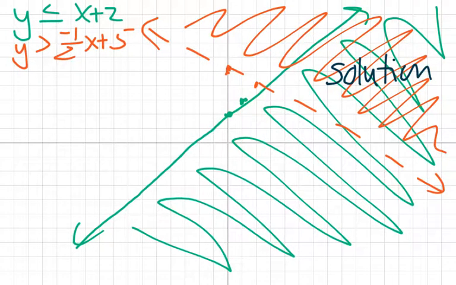I need to see that you're shading on the correct side, and I need to distinctly see the region of overlap. Now, some students will only shade the region of overlap. So theirs might look something like this.